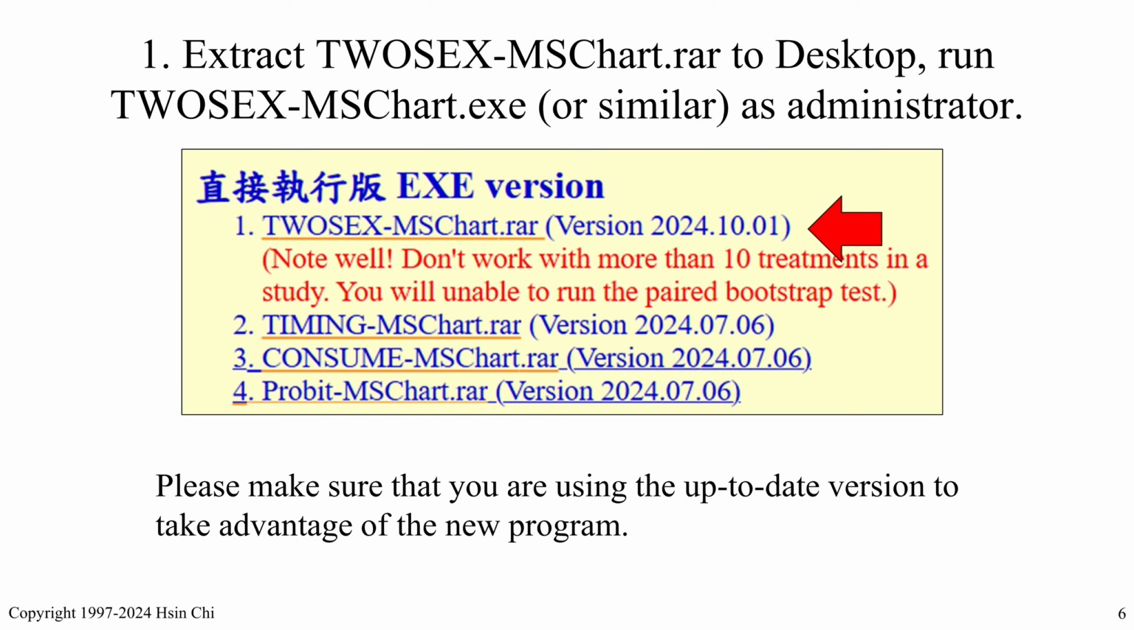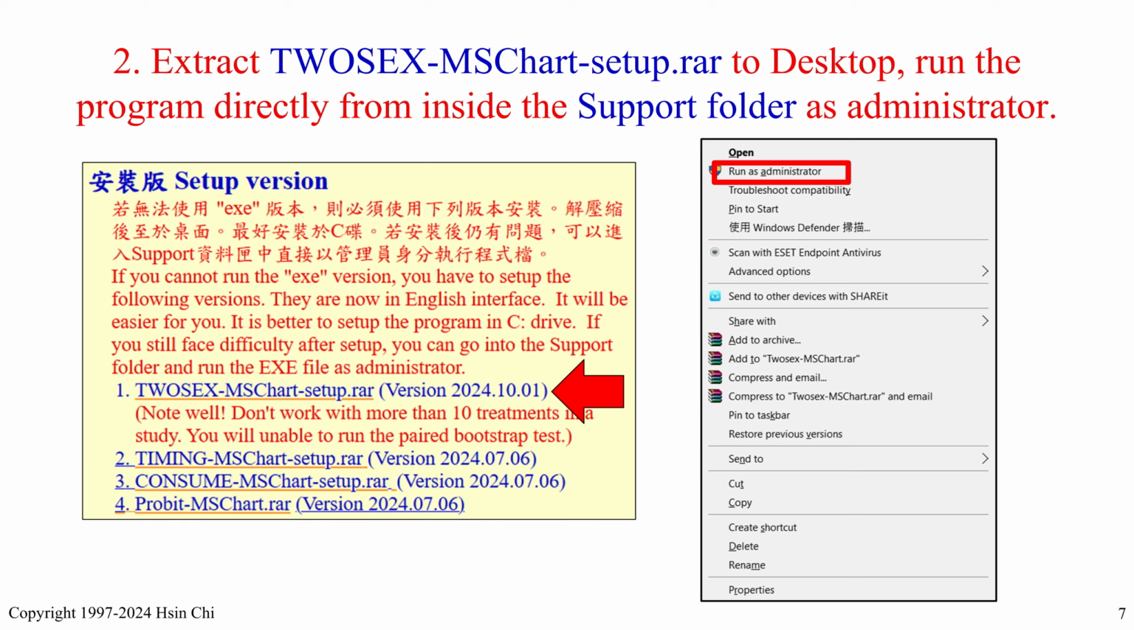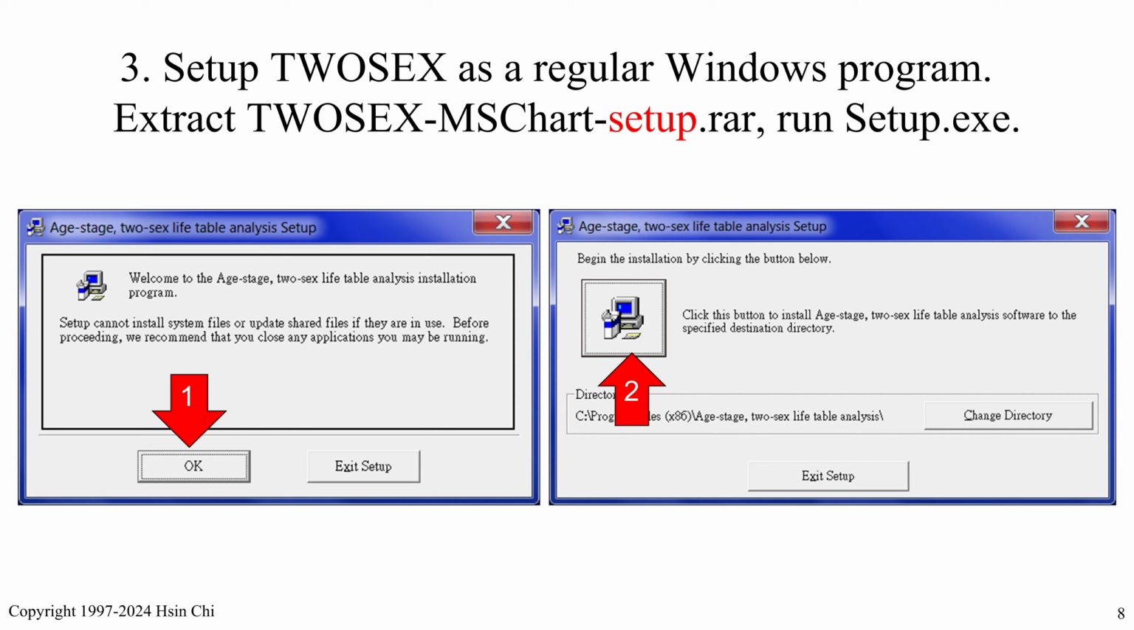The first way to run TWOSEX is to extract the executable TWOSEX MSChart RAR file to the desktop and run the TWOSEX MSChart .exe file as administrator. The second way to run TWOSEX is to extract the TWOSEX MSChart setup RAR file to your desktop. Then, navigate to the support folder and run the program directly as an administrator. The third way to run TWOSEX is to extract the TWOSEX MSChart setup RAR file and launch setup.exe.